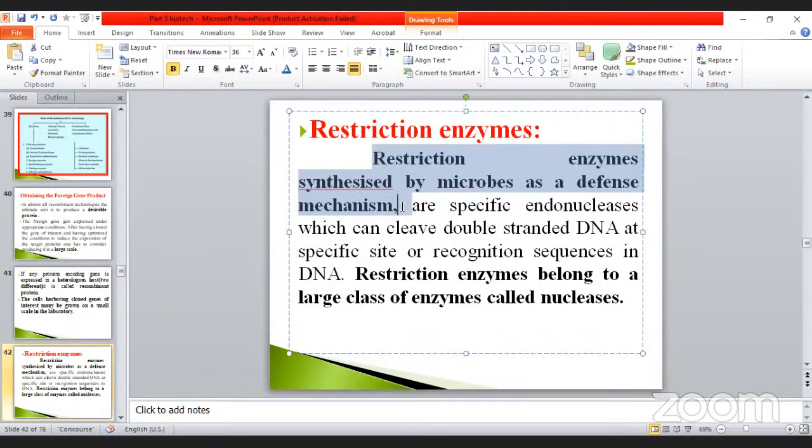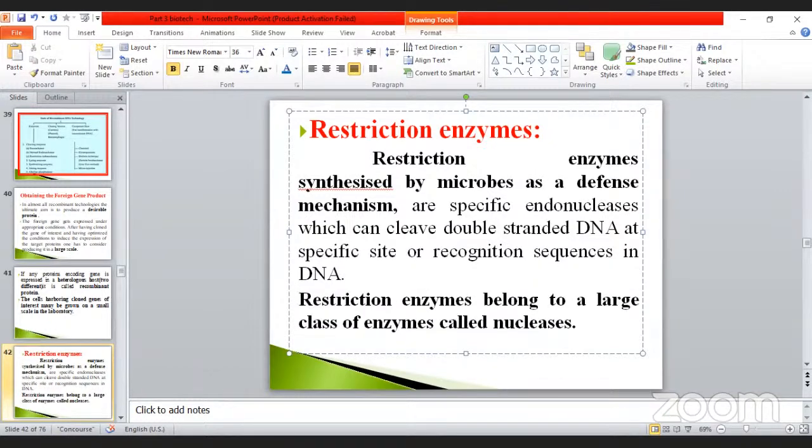Restriction enzymes, so many times they were asked. Are restriction enzymes also synthesized only by animals, only by microorganisms, only by bacteria? Like that, they may ask the question. Only by microbes. Okay. A specific endonuclease which can cleave double-stranded DNA at a specific site or recognize a sequence in a DNA.